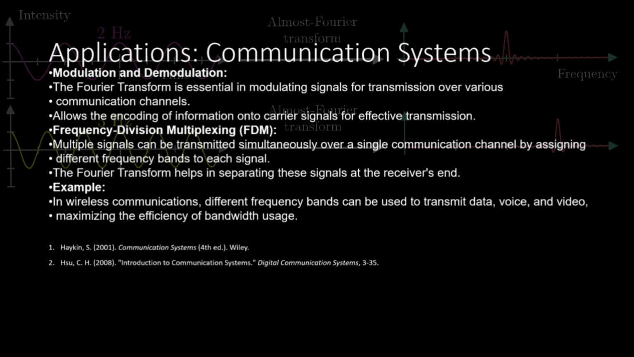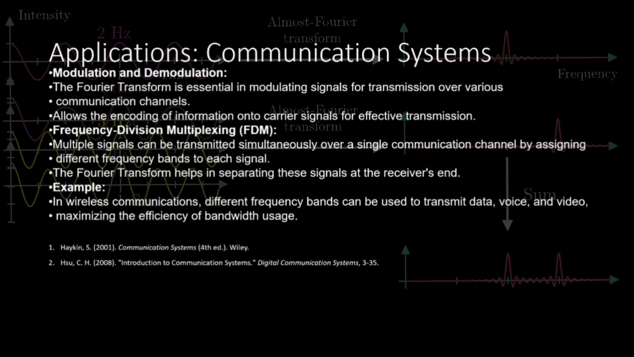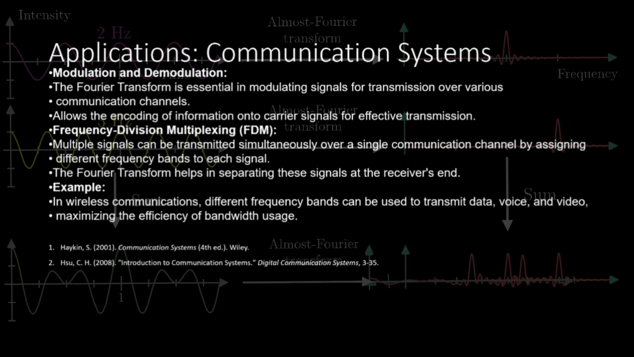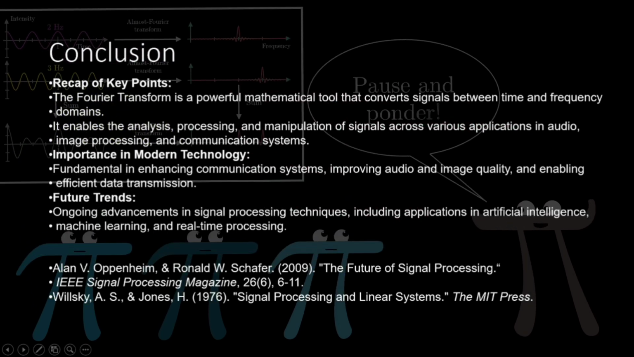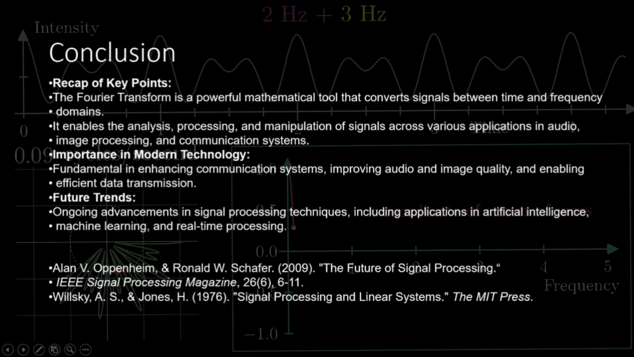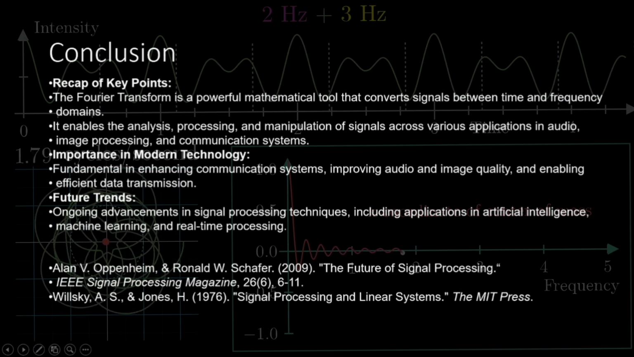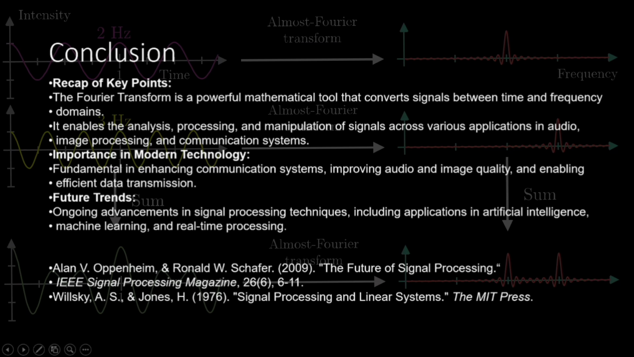These applications highlight how the Fourier transform is crucial for managing the vast amount of data we transmit daily in modern communication systems. To wrap things up, let's quickly recap the key points we have covered. The Fourier transform is a powerful mathematical tool that allows us to convert signals between the time domain and the frequency domain. This transformation provides deep insights into the structure of signals, enabling us to analyze, process, and optimize them.